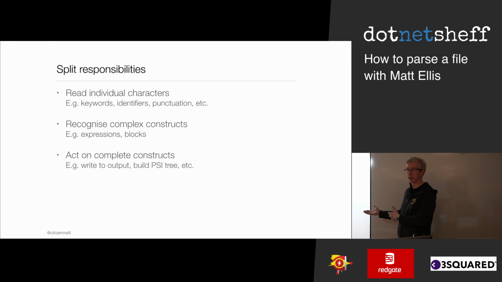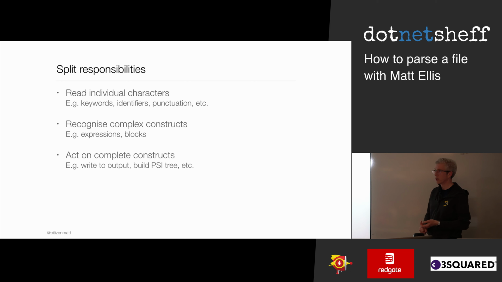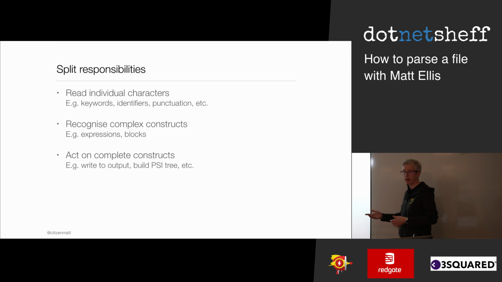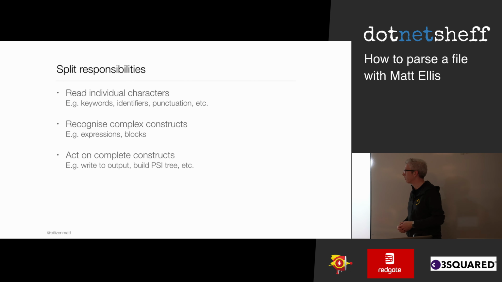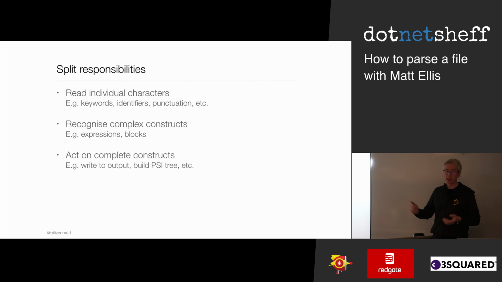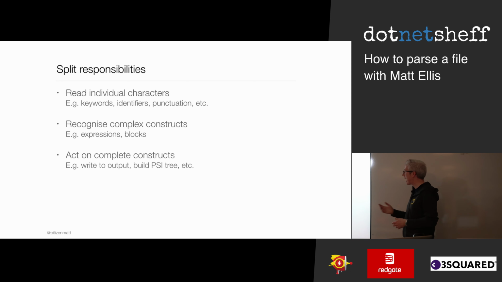This is old news. There are three main responsibilities that you want to do when you're parsing a file. You want to read the individual characters that make up the different tokens that define the file. So things like keywords, identifiers, the punctuation, the brackets and the commas and so on. You then want to be able to recognize the complex constructs of putting all these together. So keywords together with an identifier means that you've got a variable declaration and so on. And then you want to act on the complete construct so that when you've built this construct, you know what to do with it, you can do a thing.